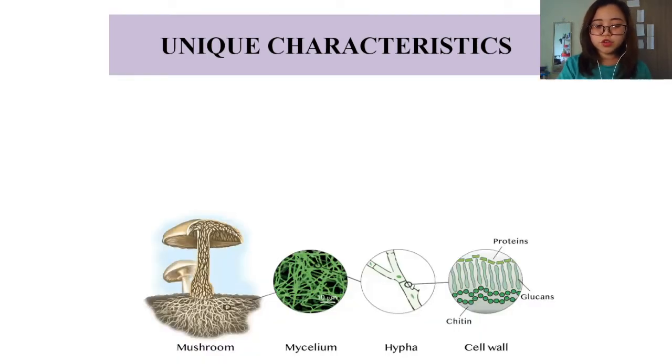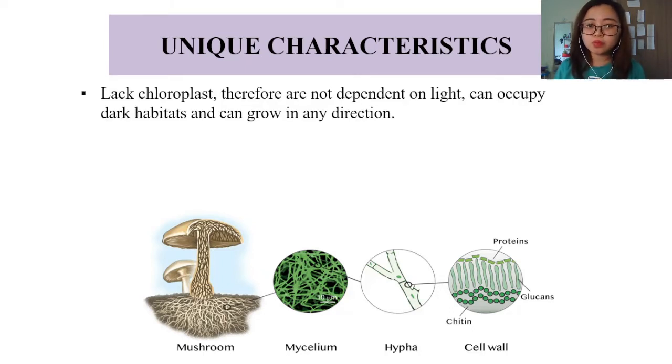Okay, so we have a few more unique characteristics of fungi to look at. Although fungi are usually considered plants by people who don't like vegetables, they are actually not. They lack chloroplasts and are therefore not dependent on light, so they can occupy dark habitats and grow in any direction. The cell walls of fungi are made up of chitin, however you want to read it, to remember the spelling. But I'm gonna say the cell wall is made up of chitin.